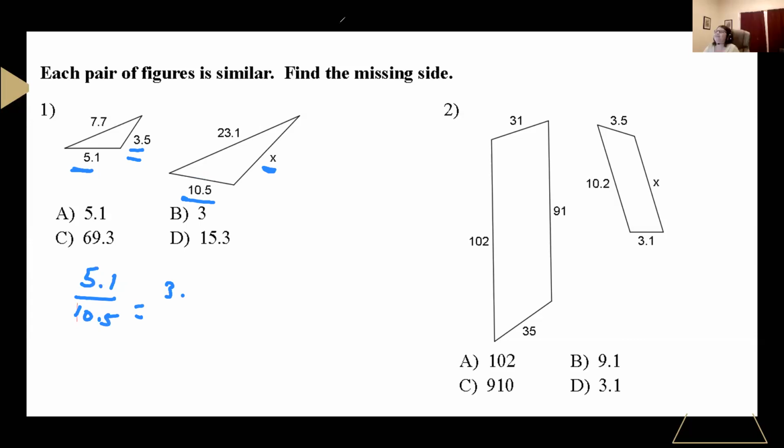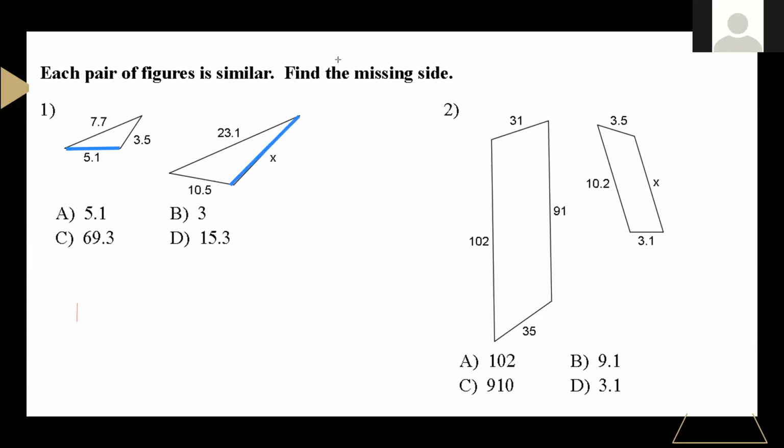Hold on a minute. Let me redo this. I need to color code it. I'm going to do this like I did with the other triangles. It makes more sense to me when I do it. 5.1 over x. That one goes with the x. And then 5.1 over x, this goes together. Do you see it better? I had to color it.